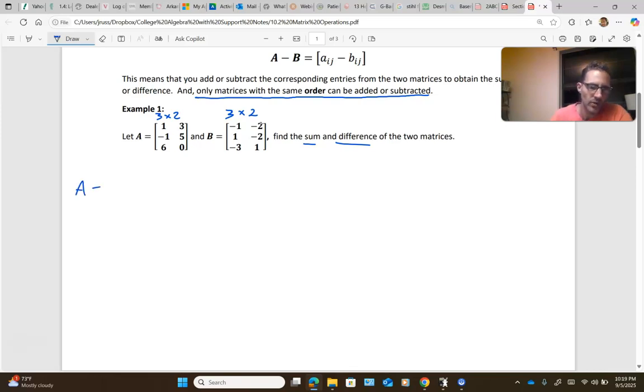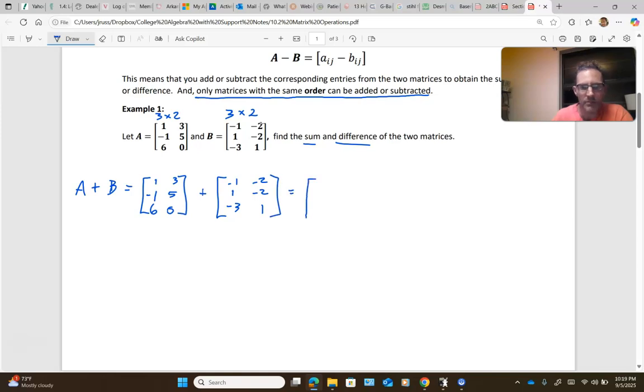We'll do this by hand, and then I'll show you we can do it in the calculator as well. So A plus B means you're going to take matrix A, and I'll just rewrite it real quick, and add to it matrix B with all of its respective entries. You're going to get another matrix that has the same exact order, because to add these two, you add the corresponding entries.